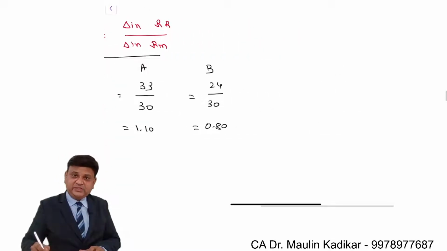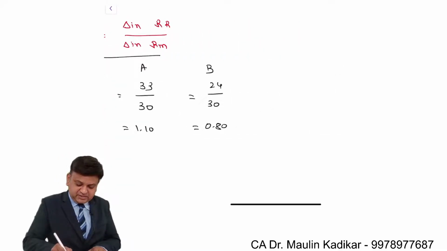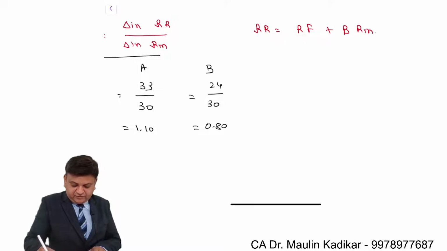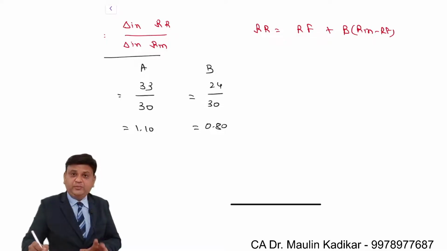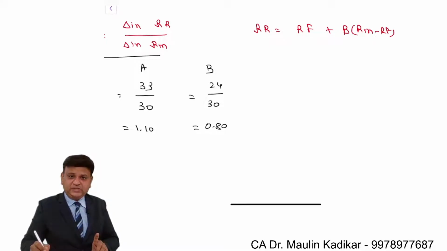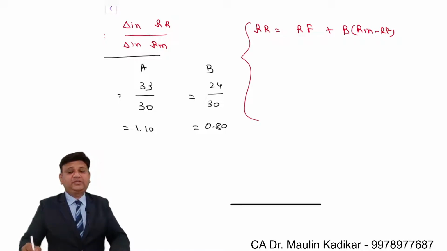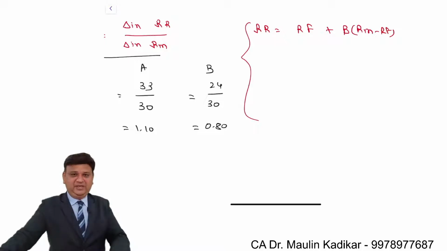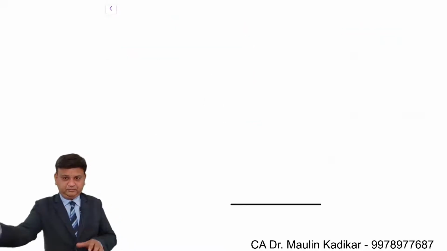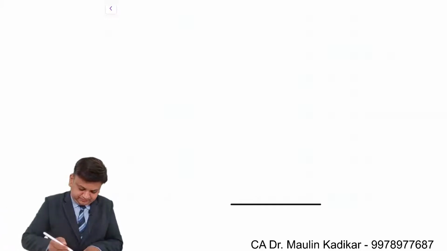Or otherwise, you can form two simultaneous equations. The required rate of return is RF plus beta into RM minus RF. You form two equations, first time taking RM equal to negative 10, second time taking RM equal to positive 20. And with that you can compute the beta for security A and for security B. So let us answer the question.